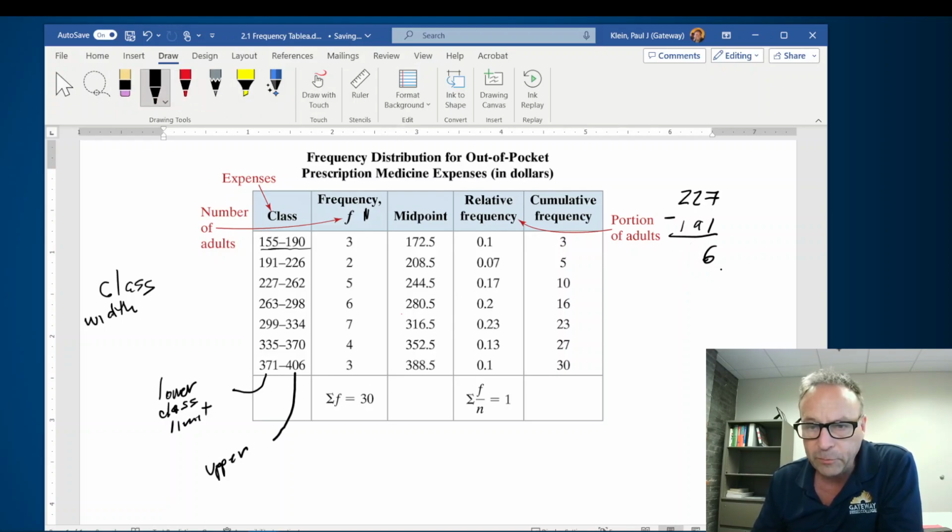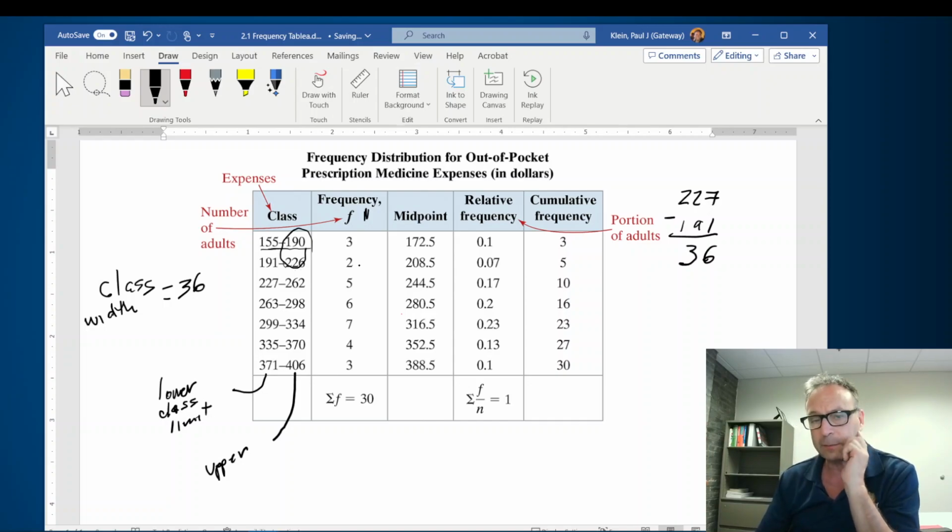So the class width is 36. Now, if I took 263 minus 227, looking at these two, that's also going to give me the same class width. So you can take any of these pairs and find the class width. The class width here is 36. So that takes care of these first 2 columns.